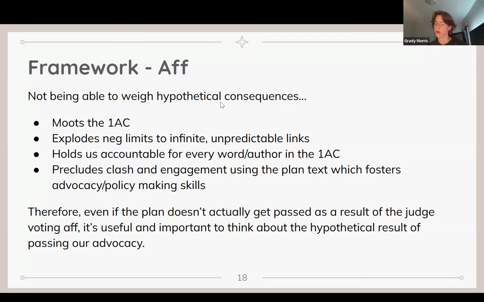Then is that this is kind of what I was explaining earlier about how it holds us accountable for every word or author that is in the 1AC, because they can just choose one word or a sentence or an author that they think is bad and critique that, which moots the 1AC.